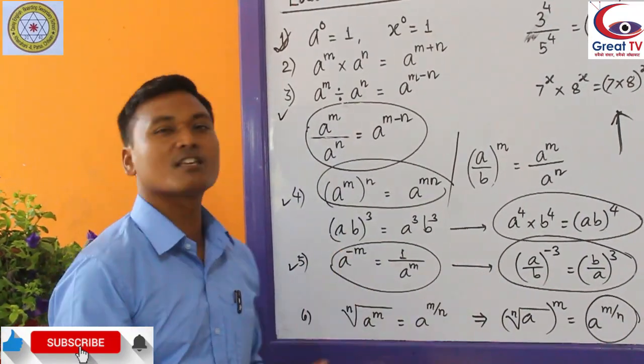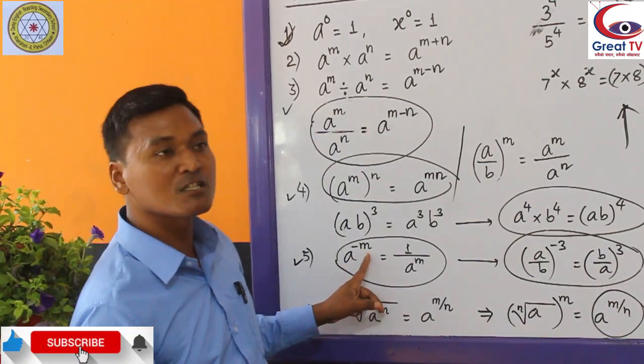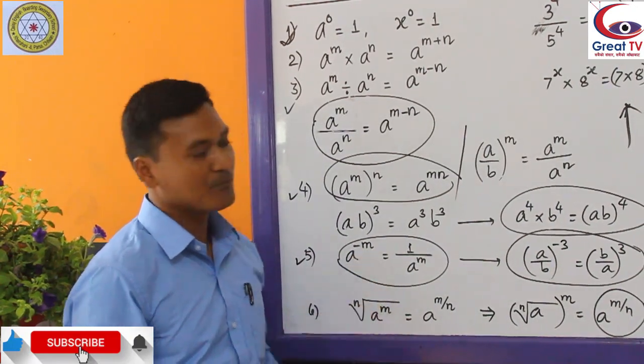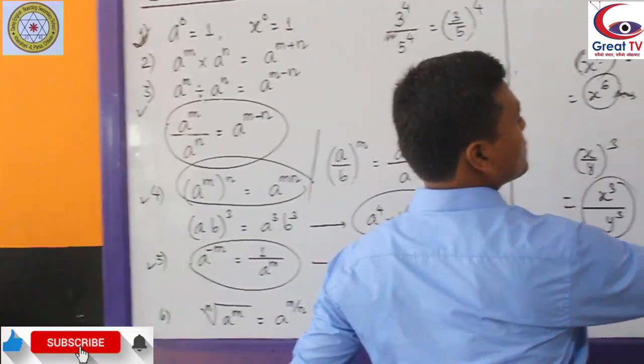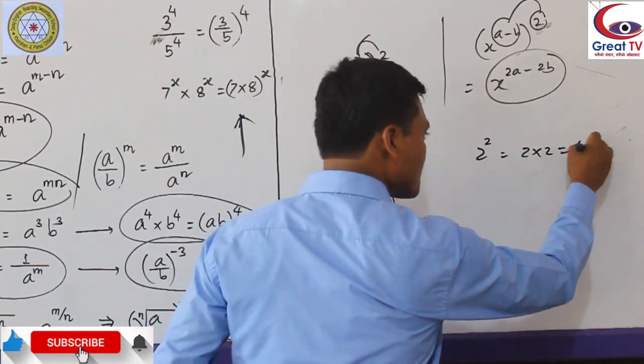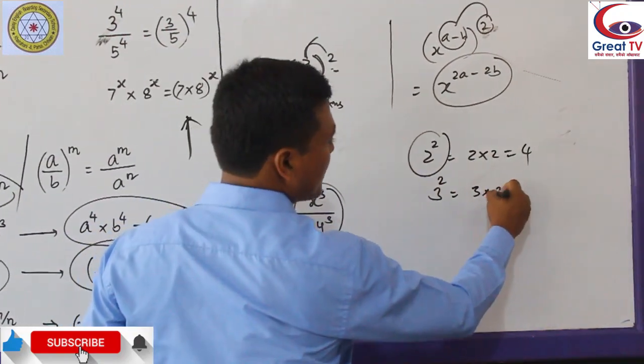It means this, we say the law of negative index. Here a represents the base, m represents the power. Now you know very well that minus m is a negative power. We know very well 2 to the power 2 is 2 times 2, that is equal to 4. If 3 is squared, that means 3 times 3, that is 9.